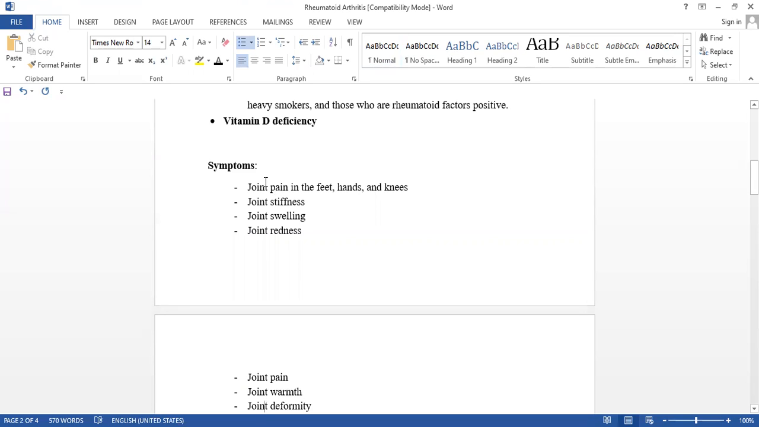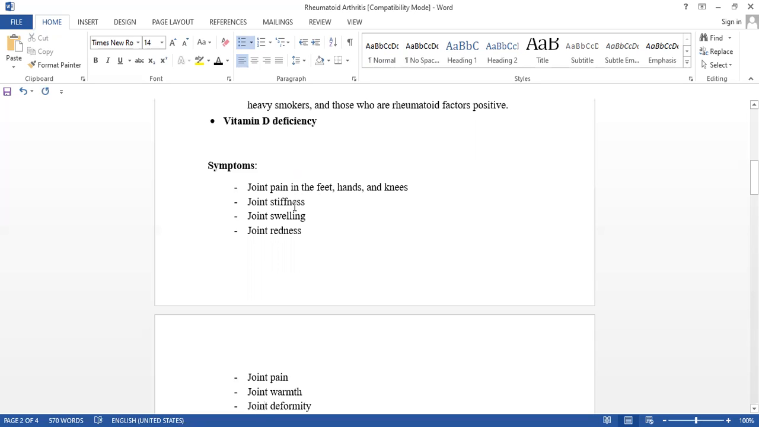Where is it? Joint. That's why joint pain in the feet, hands, and knees. Where the joints are, the pain is there, because rheumatoid arthritis affects the joints, many joints at one time. That's why it is called an inflammatory joint pain disease. So joint pain mostly in the feet, hands, and knees.